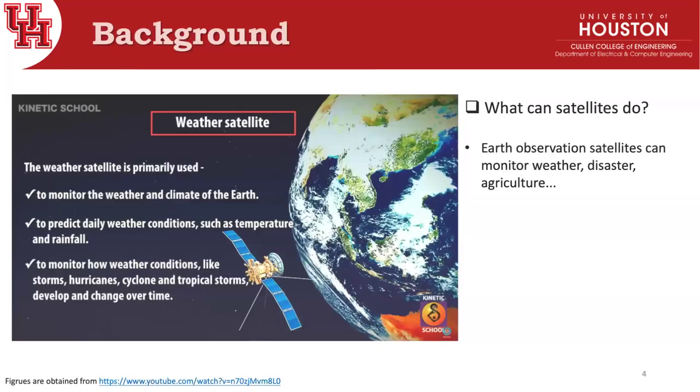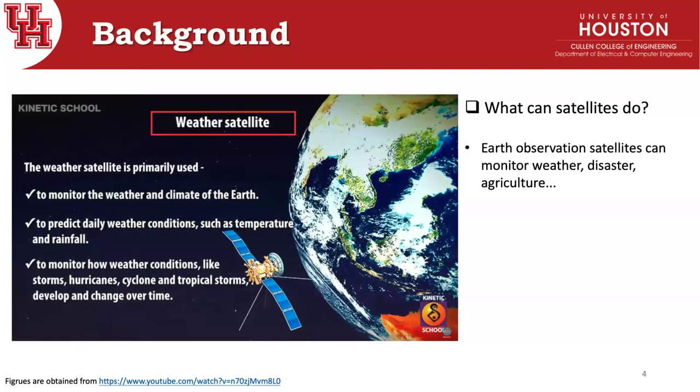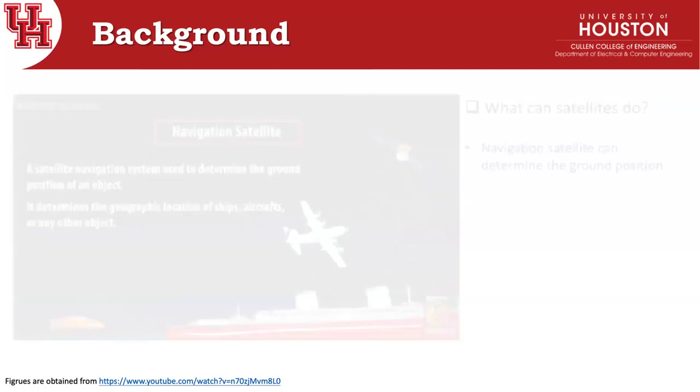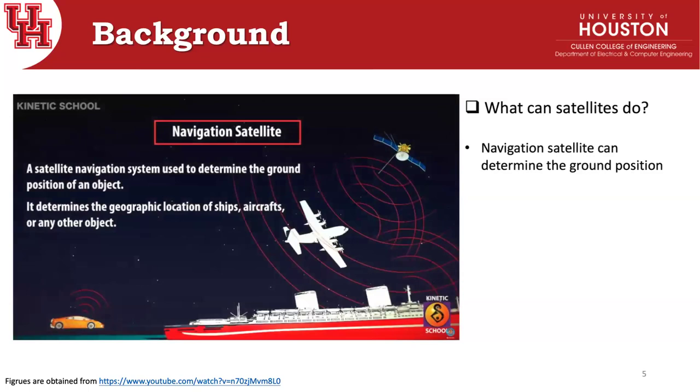Firstly is the background. Satellites serve as the backbone of modern technology, enabling many applications. So what can satellites do? For the Earth observation satellites, they can monitor weather, disaster, and agriculture, and so many things. And for the navigation satellites, they can determine the ground position of the cars, the airplanes, or any objects on the Earth.